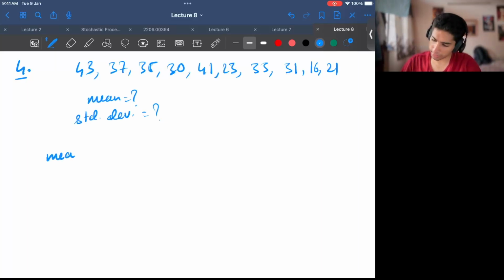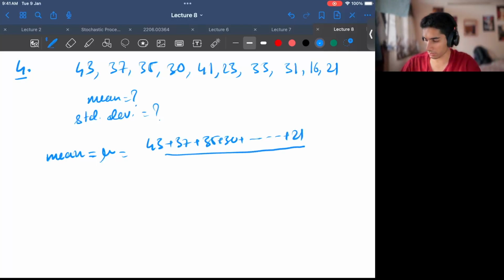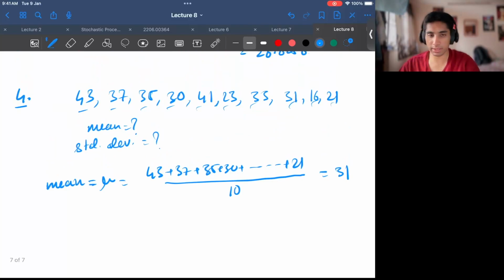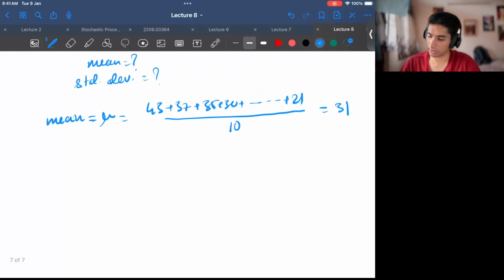So the mean, which is equal to mu, will be: you sum 43 plus 37 plus 35 plus 30 plus till 21 and you divide it by the number of terms. So how many terms are there? 1, 2, 3, 4, 5, 6, 7, 8, 9, 10. Divided by 10. And apparently this comes out to be 31. So if you have to calculate the mean, just take the average. Your average is the mean.